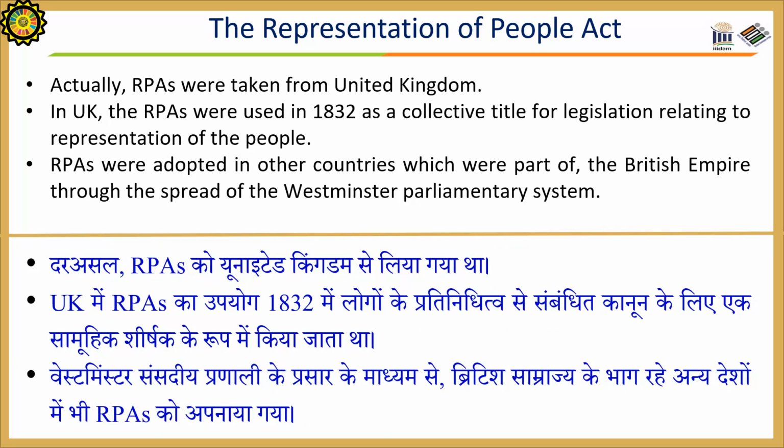Actually, RP Acts were taken from the United Kingdom. In the UK, the Representation of People Acts were used in 1832 as a collective title for legislation related to representation of the people. RP Acts were adopted in other countries which were part of the British Empire through the spread of the Westminster parliamentary system.